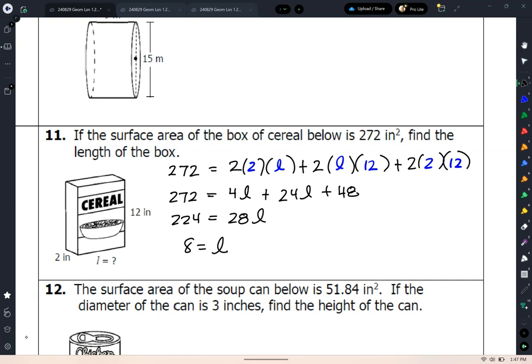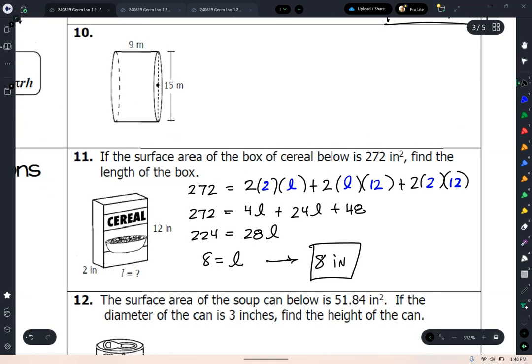No. It doesn't. What's the question asking? Find the length of the box, right? L equals 8. Like if I said, hey, what's the length of the box? You said L equals 8. That's not really a good full answer. How long is the box? It's 8 inches. What? Nothing, because it's a linear measurement. It's one-dimensional, right? Good? Cool? Okay.